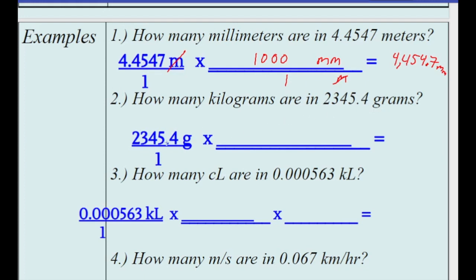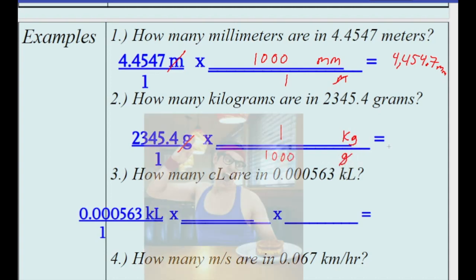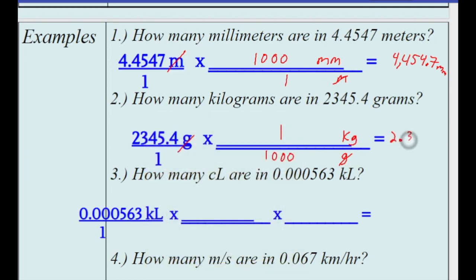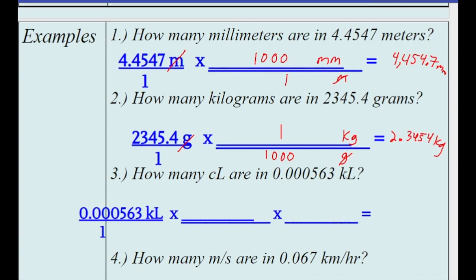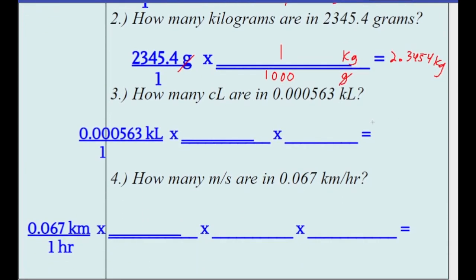Next one says how many kilograms are in 2,345.4 grams. So we have grams on top here. We need grams on the bottom here, which means we need kilograms up there. Kilograms are bigger than grams, so we know that 1 kilogram is equivalent to 1,000 grams. Multiply our way through again. We end up with 2.3454 kilograms.